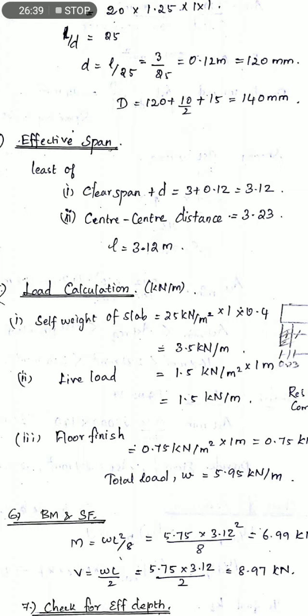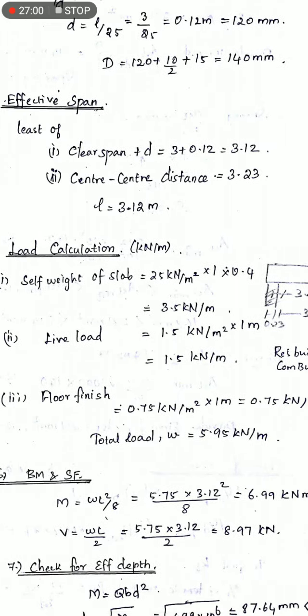Okay, so 1 meter width, therefore 0.14 into 1 into unit weight of RCC, that is 25 kilonewton per meter cube. The unit weight of RCC equal to 25 kilonewton per meter cube. So we will get 3.5 kilonewton per meter.